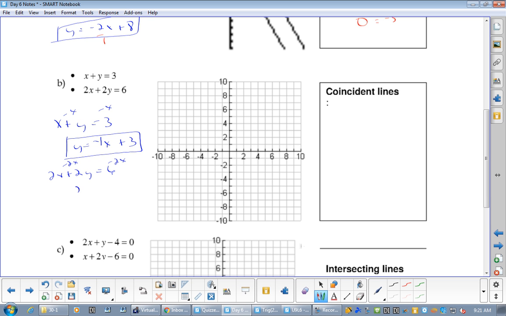Hopefully this is review for you. You're not going, what is he doing? Okay. Then what do I got to do? Divide everybody by 2, y equals -1x plus 3. No, always reduce. Always reduce, right? You're never going to see it unreduced. Okay.